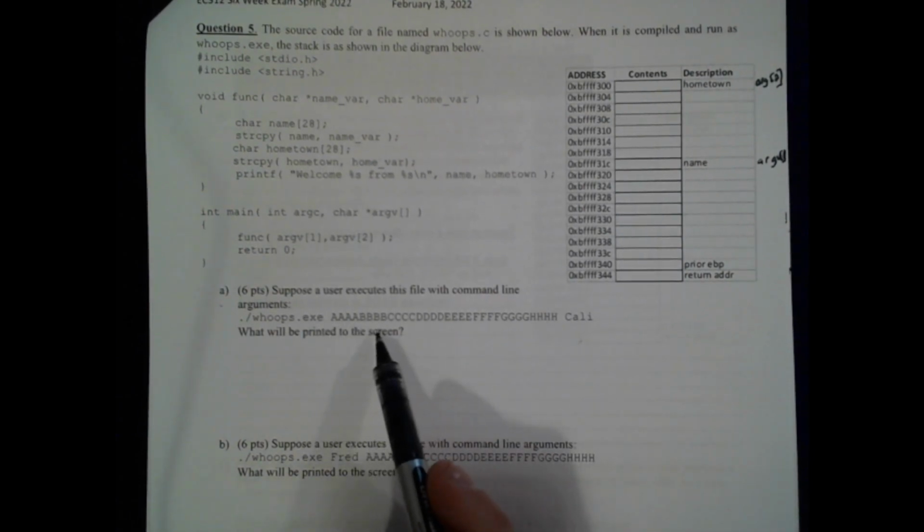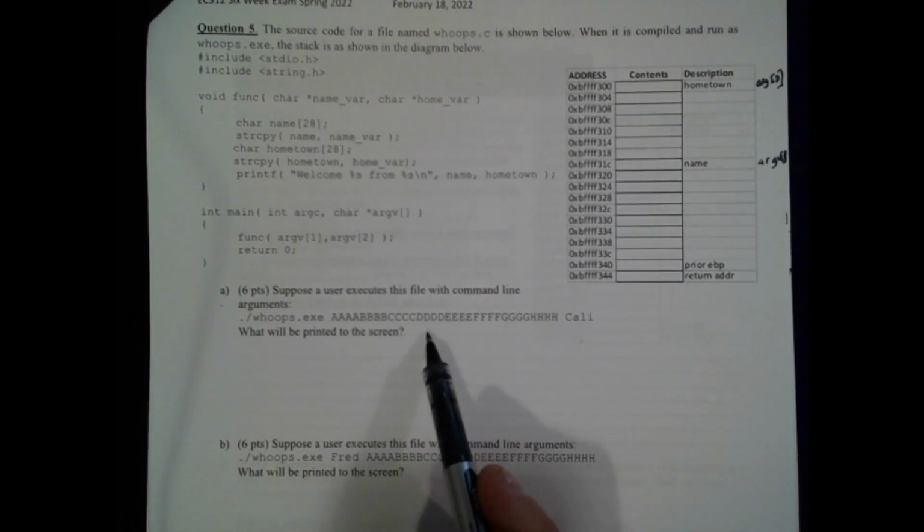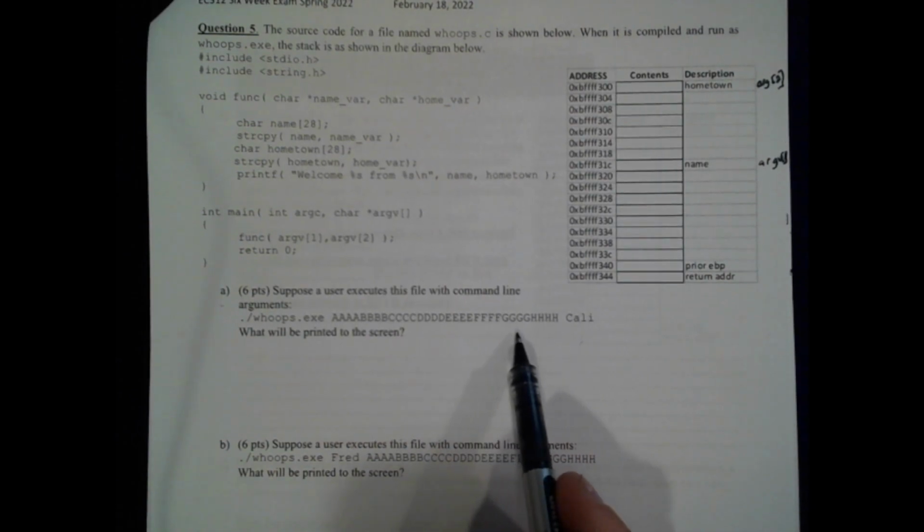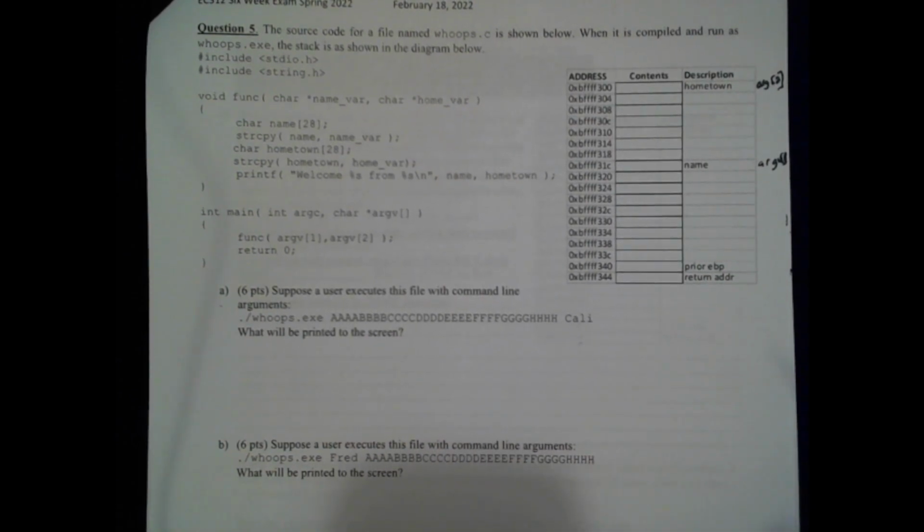what's going on here. So first off, suppose the user executes this file with command line arguments whoops.exe, AAA, BB, CCCC, etc., and then Cali. So important to note here, what's happening is we're going to write a bunch of stuff into name, and then we're going to write Cali into hometown. Both of these are 28 characters long. Here we've got 4, 8, 12, 16, 20, 24, 28, 32 characters that are going into name. But it may or may not matter.